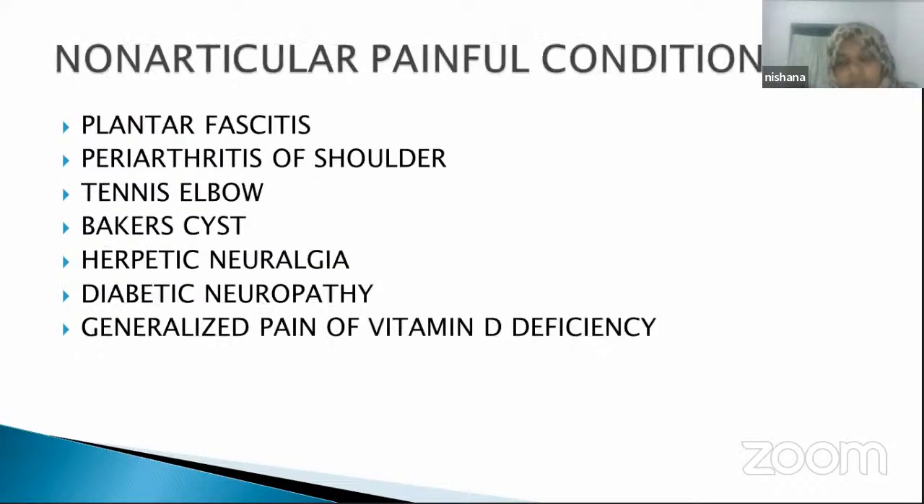Non-articular painful conditions are usually commonly called soft tissue rheumatism. There are many structures related to the joint: bursae, tendons, ligaments. These can all give rise to pain, so these are called non-articular painful conditions. Examples: plantar fasciitis, periarthritis of shoulder, tennis elbow, Baker's cyst, and some systemic conditions. Then post-herpetic neuralgia, diabetic neuropathy, and even generalized pain of vitamin D deficiency can cause non-articular painful conditions. We will discuss it later.